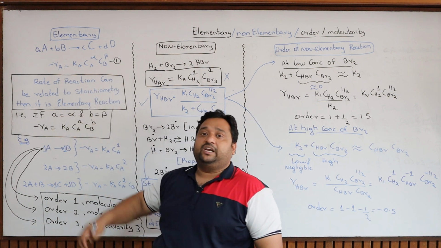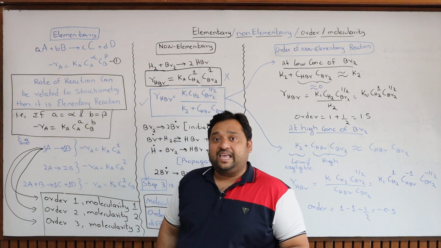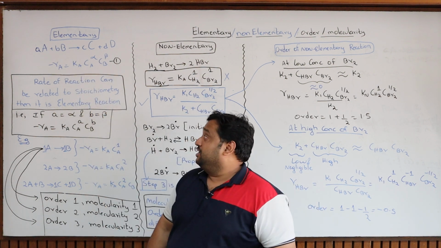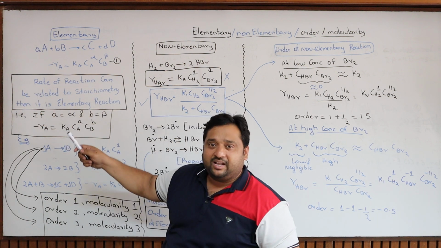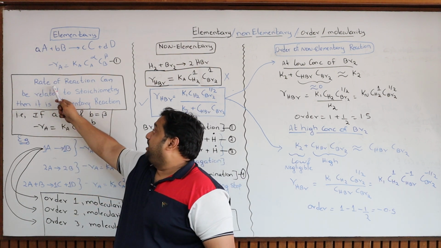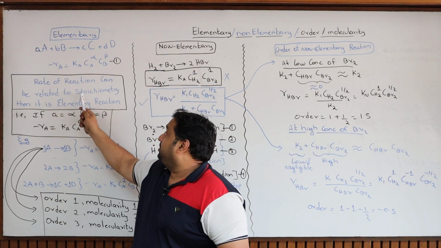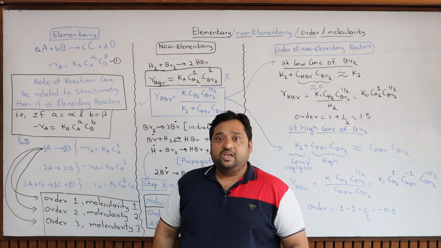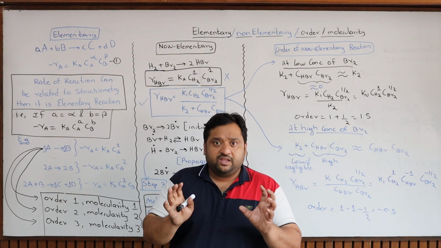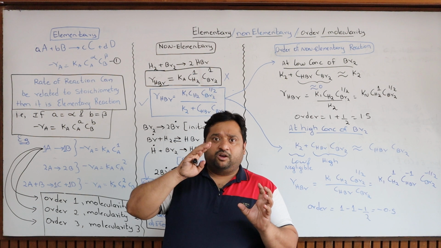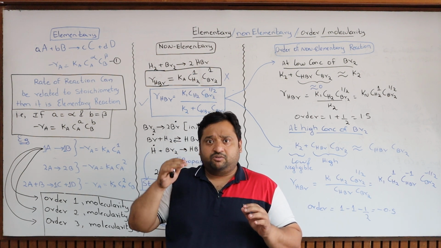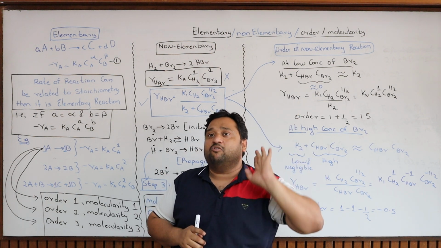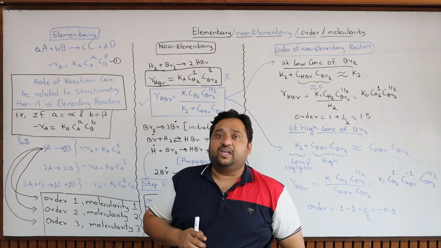If this is your rate expression, then how can I say whether it is an elementary reaction or a non-elementary reaction? I have given a very simple, concise definition. If the rate of reaction can be related to the stoichiometry, then it is an elementary reaction. What this means is, when you see the rate expression, concentration of A power alpha and concentration of B power beta, if this alpha and beta can be related to the stoichiometry coefficients, then it is an elementary reaction.